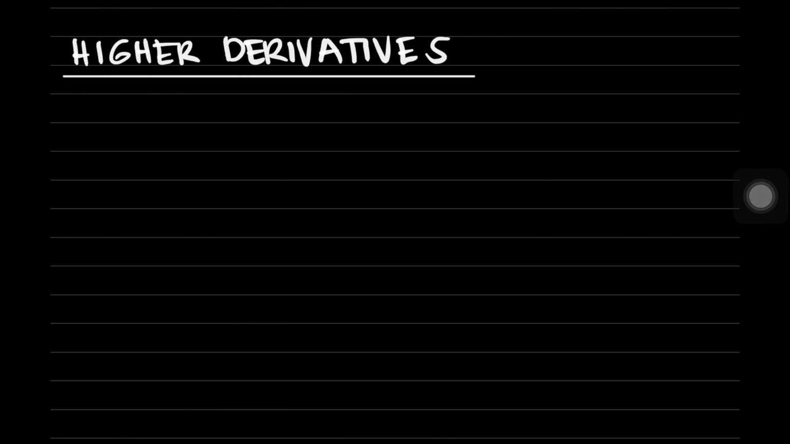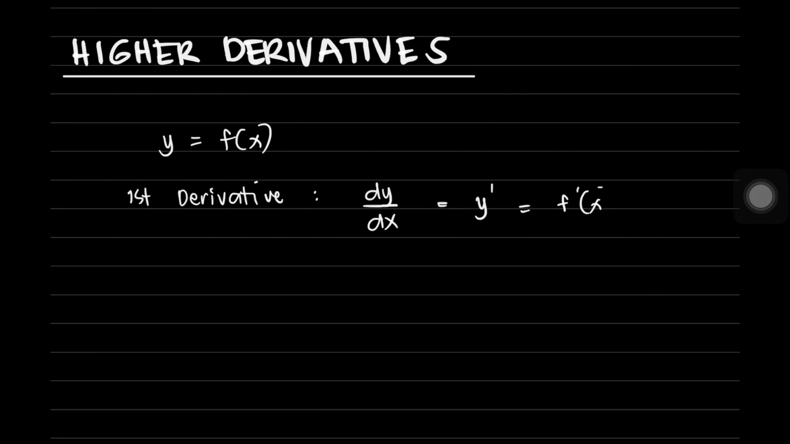When we are dealing with higher derivatives in differential calculus, it is basically the derivative of a given function. Now, say that we have y as a function of x, and we are required to determine the first derivative of this one. The first derivative of y is denoted by dy over dx, or it can be denoted by y prime or f prime of x.